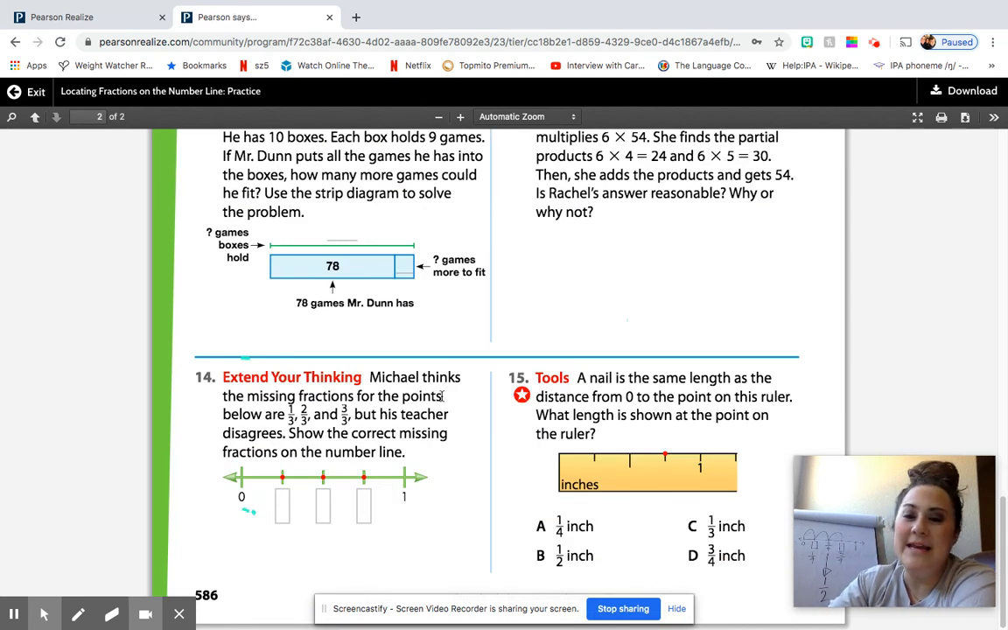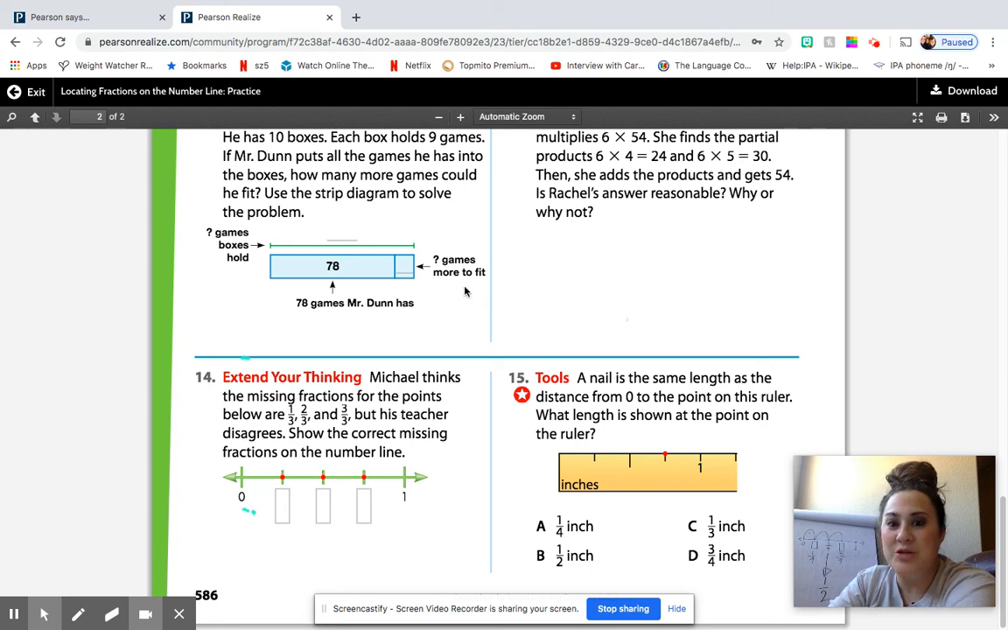And then finally, number 15, tools. A nail is the same length as the distance from 0 to the point on the ruler. This is the point they're talking about. What length is shown at the point of the ruler? Remember, count your equal spaces to give you a denominator, and then count how many moves you take to get to the point shown to give you the numerator.